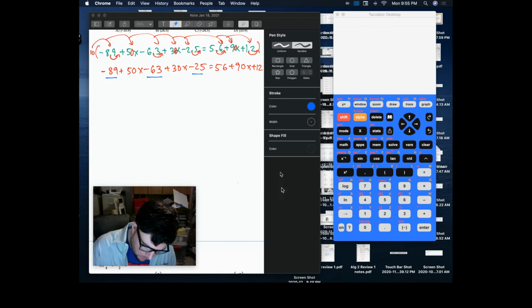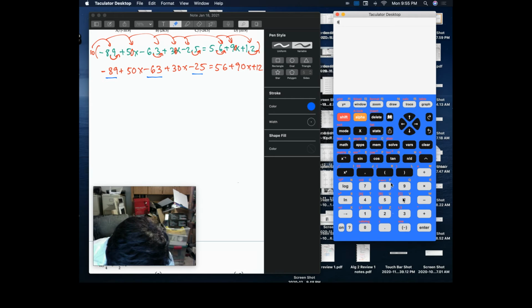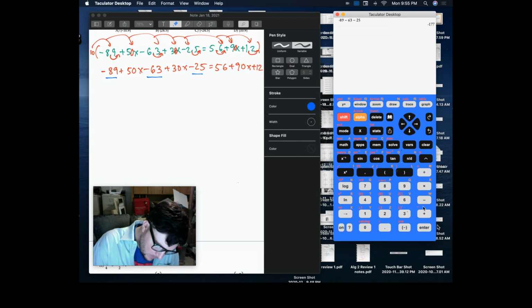So I'm going to move me over here, and we'll do negative 89 minus 63 minus 25, and this is going to give me negative 177. So I'm going to go back here, and I'm going to rewrite negative 177.